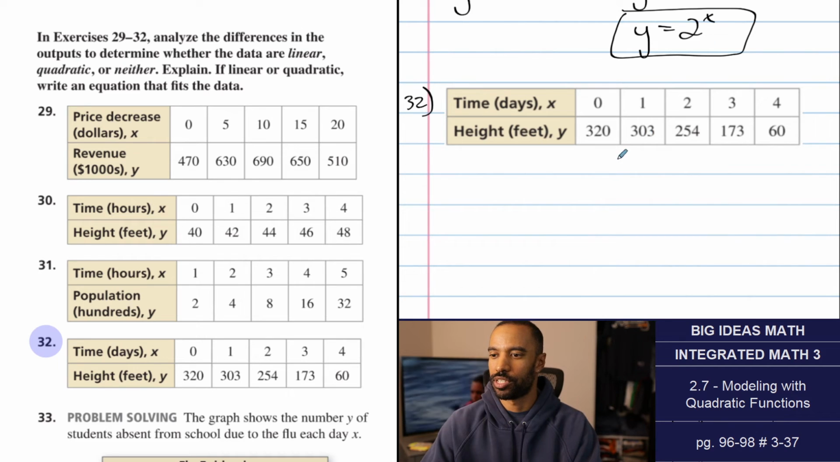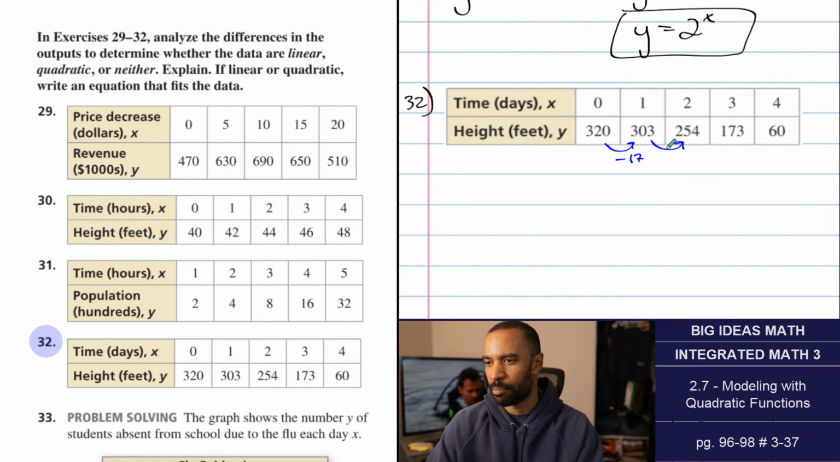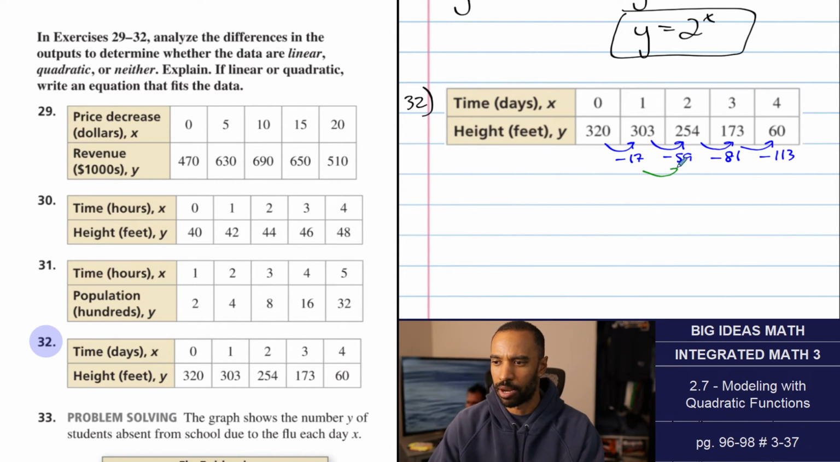We got first difference of minus 17. Oh, that's a big jump from 1, 2, 3, 4. This is minus 17, then minus 59. Is that right? Then minus 81 and minus 113. Let's see if that's a common difference. Otherwise, I might have messed up on my numbers. Minus 42. Minus 42. Oh, that's minus 32. Hold on.